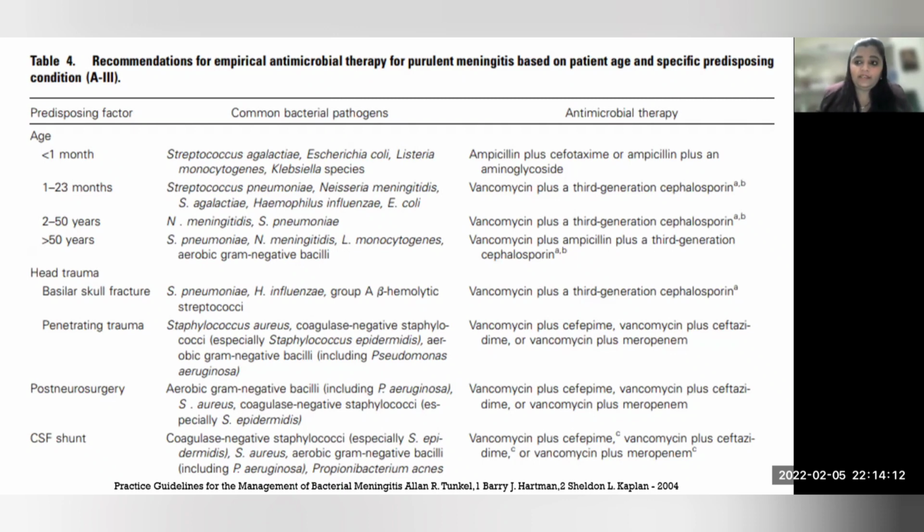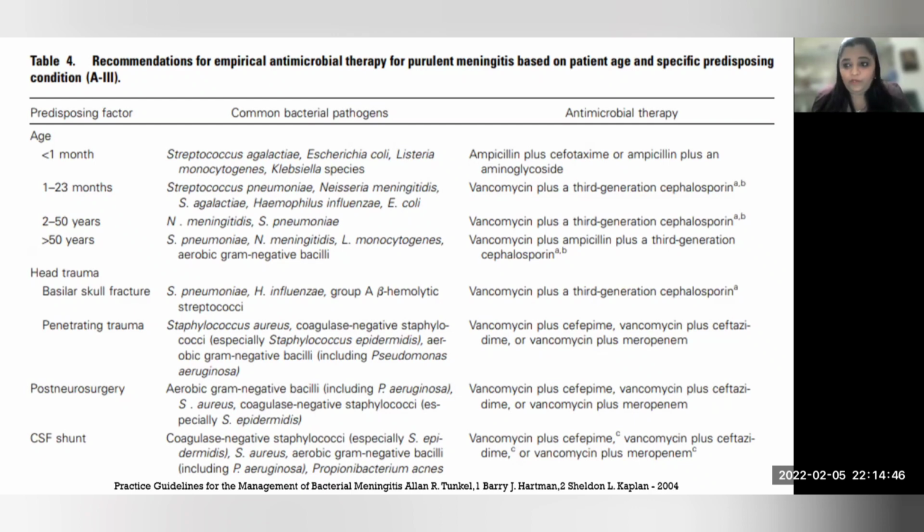So usually in the infants, in the neonates less than 1 month, the age is very important because the typical microorganisms which cause meningitis differ. Streptococcus agalactiae, E. coli, Listeria monocytogenes, Klebsiella, basically those of the maternal vaginal flora, will be more important in causing it. So that is why in these cases you can consider ampicillin with cefotaxime or ampicillin plus aminoglycoside.